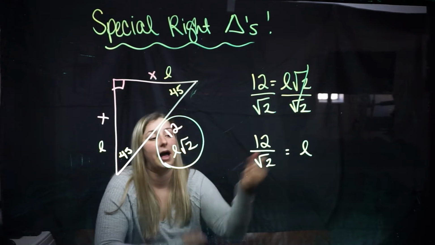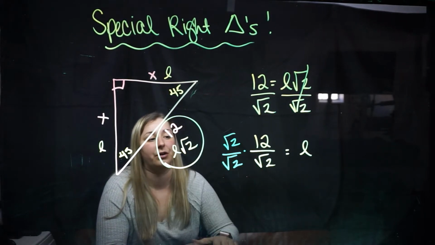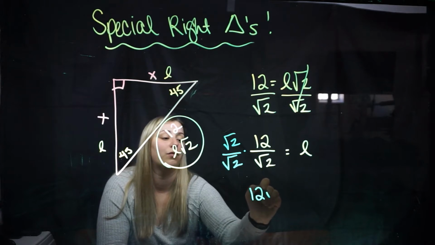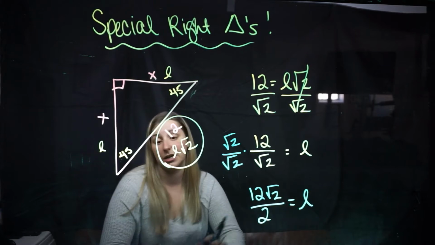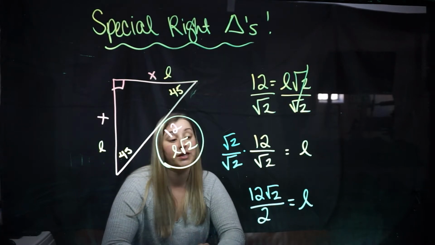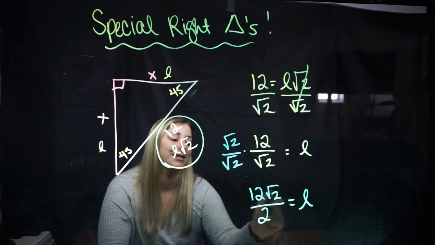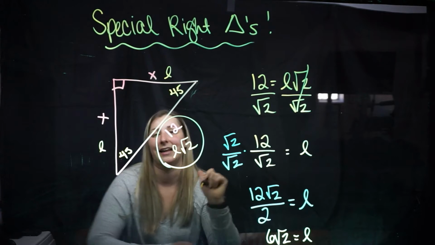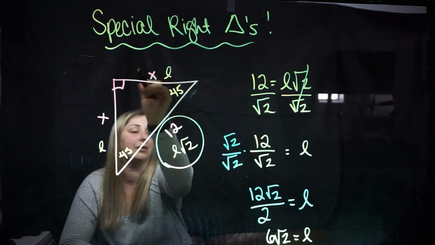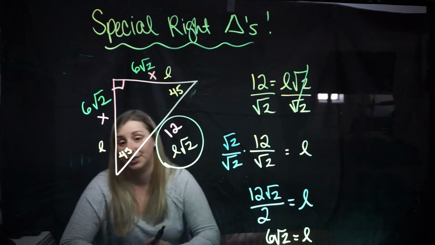So I'm going to multiply by rad 2 over rad 2. Now when you do that, we've got 12 rad 2 all over 2 in the denominator, and that's equal to your leg's length, but remember, you can still simplify. We know 12 divided by 2 is 6, so 6 rad 2 is equal to that leg's length. So that means that here, your x value is 6 rad 2. So both of your legs are equal to 6 rad 2.